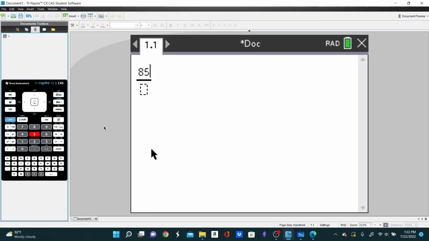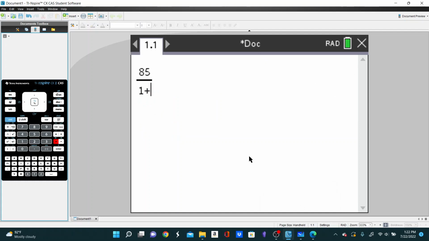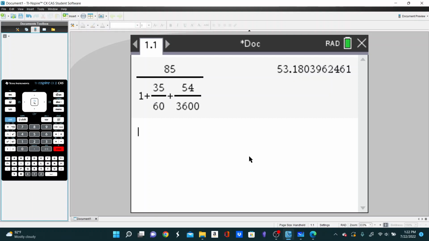So 85 over 1 plus, and then I forgot the other stuff, 35 minutes 54 seconds. So this comes out to roughly 53.2 miles per hour.